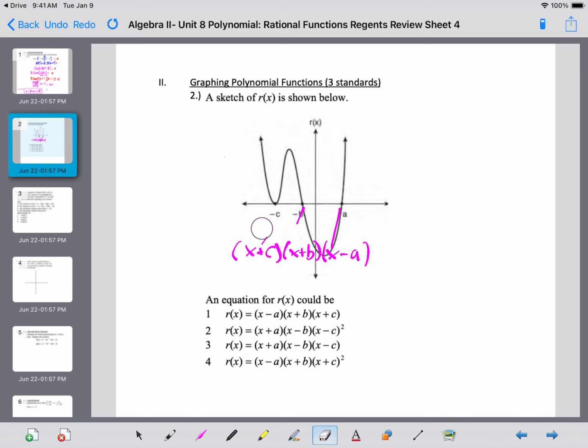A lot of students might fall for this trick of x minus a, x plus b, x plus c, right? But think about it. What degree of polynomial would this be? x times x times x would be x to the third. Is this a cubic? Does it look like that on the graph? No. This is a quartic function. Quartic functions typically look like this.